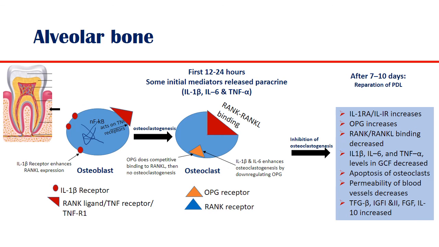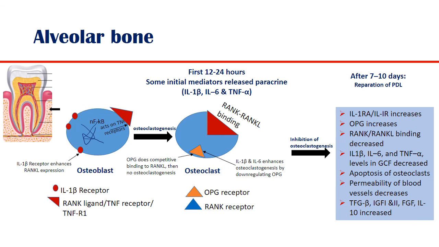Once it comes in close vicinity with the osteoclast, which has RANK on its surface, it is going to bind. Only if this RANKL binding occurs is the osteoclastogenesis going to happen. So please mark my words. RANKL is receptor activator of nuclear factor kappa ligand. If it binds with the RANK on the osteoclast, then osteoclastogenesis happens.